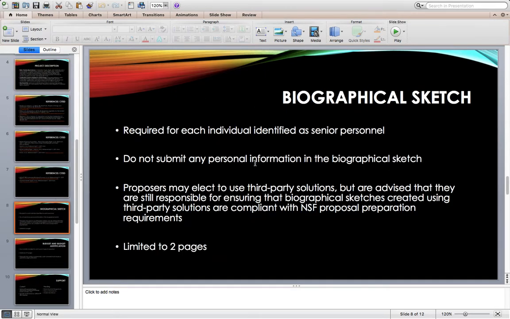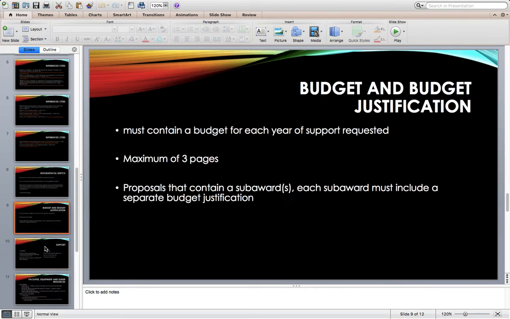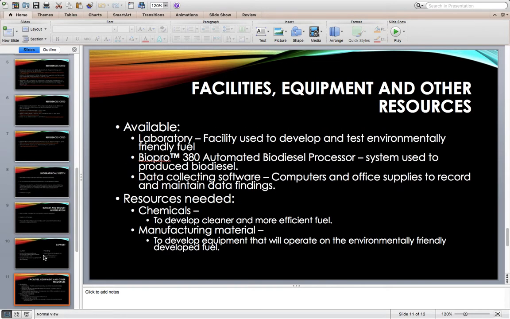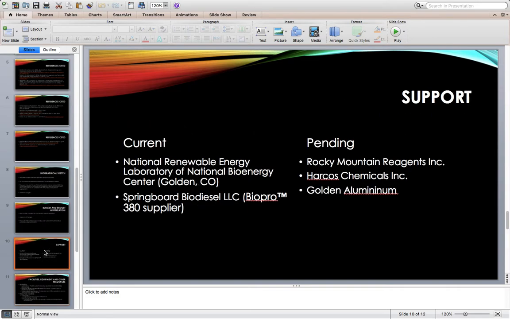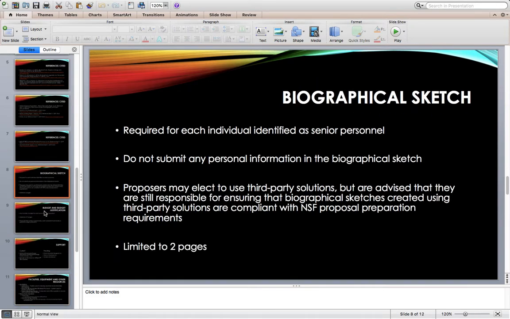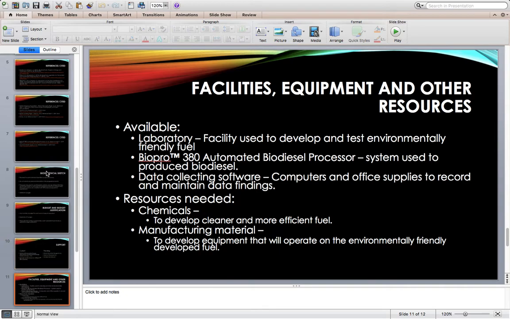The biographical sketch, yeah, this one is always confusing to me. I know it comes from the textbook, but what I would focus on here is personnel. So you want to focus on what you want to change, because then you go into budget, and then facilities, equipment, and other resources. The topics are things you want to keep, but you're going to have to change the content.